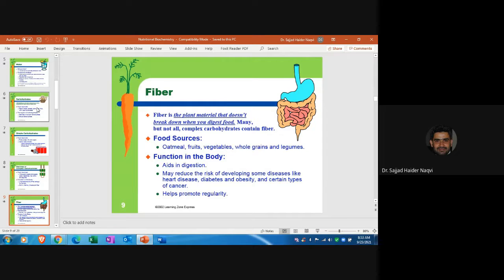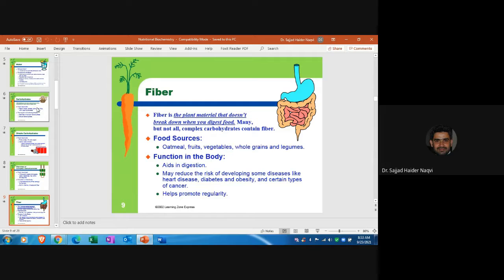The good sources of fiber along with the carbs are oatmeal, fruits, vegetables, whole grain, and legumes. So you must have heard about brown bread, whole grain bread, oatmeal. These are the things that have carbs plus a reasonably good amount of fiber in them.